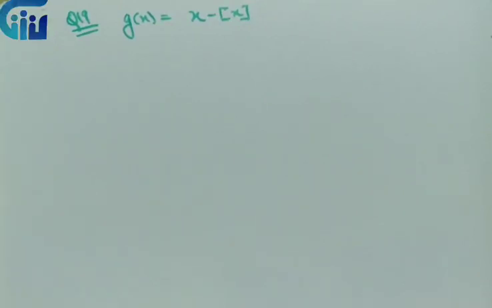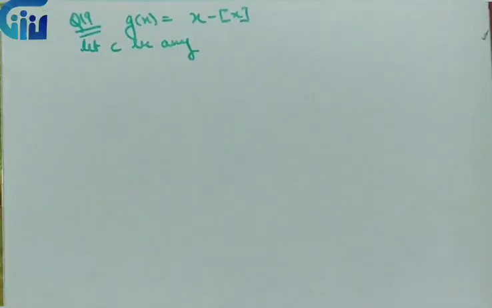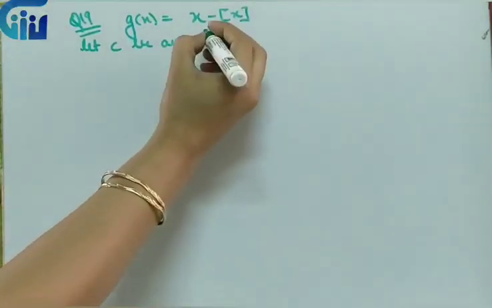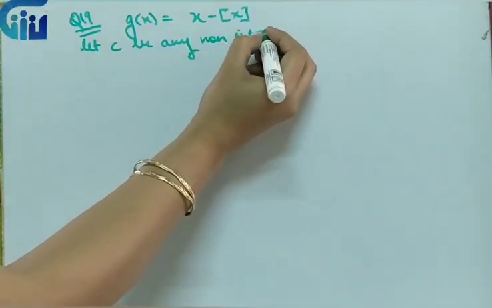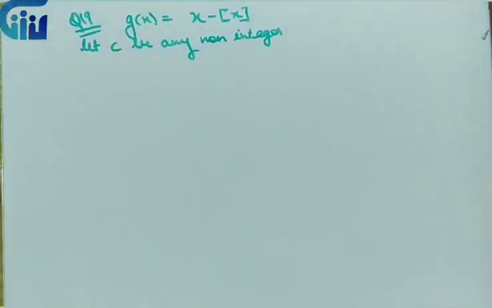Okay, so what we have to do is prove that it is discontinuous at integral points. It means we first have to prove that it is continuous at the non-integral points. We'll say let C be any non-integer point.